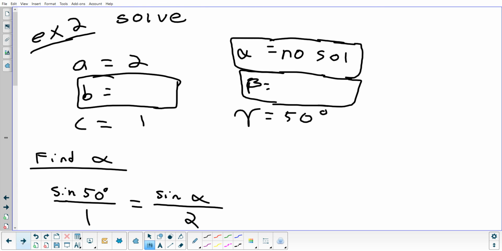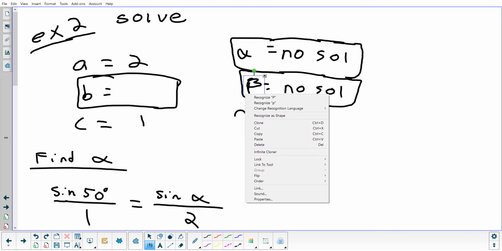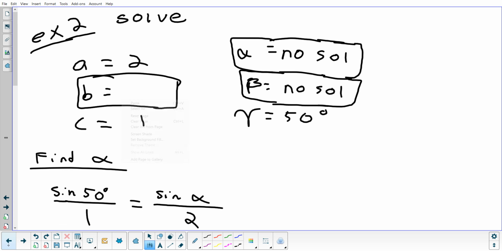All right, so once you figure out that one of them is a no solution, there's nothing else you can solve for. You can't add alpha and gamma together and subtract from 180 because you don't know alpha. So there's no way to get beta. And if you can't find an angle, then it's impossible to find the other piece of information in the same row. Right? So they're all no solution. So what do you think would happen if you actually tried to draw this triangle? What do you think it would look like?